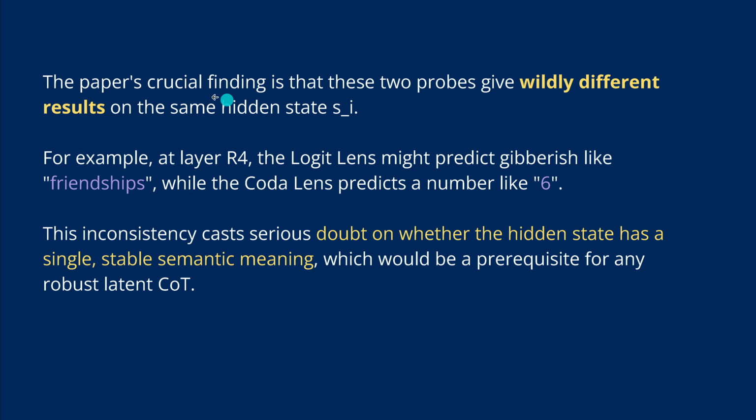So the crucial finding of today's paper is that these two probes give wildly different results on the same hidden state. For example, at a particular layer, the logit lens might predict some word like friendship when it transforms the vector representation into a linguistic representation, while the decoder lens predicts a number like 6. This inconsistency casts serious doubts on whether the hidden state has a single stable semantic meaning at all, which would be a prerequisite for any robust latent chain-of-thought development in the simplest case.